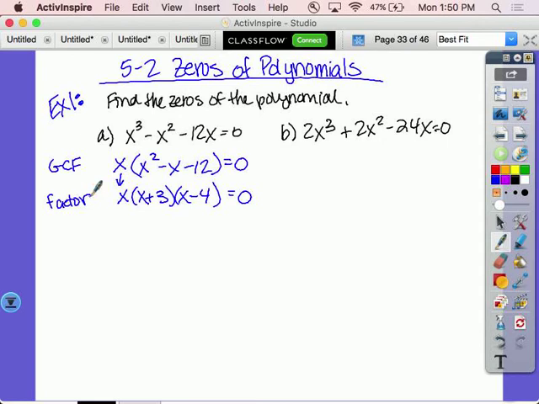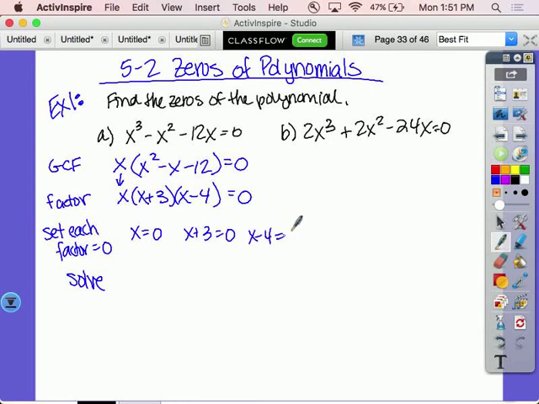How do we end up finding the zeros? Do you remember? Set each factor equal to 0 and solve for x. So we have x equals 0, x plus 3 equals 0, x minus 4 equals 0, which gives us 0, negative 3, positive 4. How many zeros did we say we were going to have? 3, because of the degree. And how many did we have? 3.